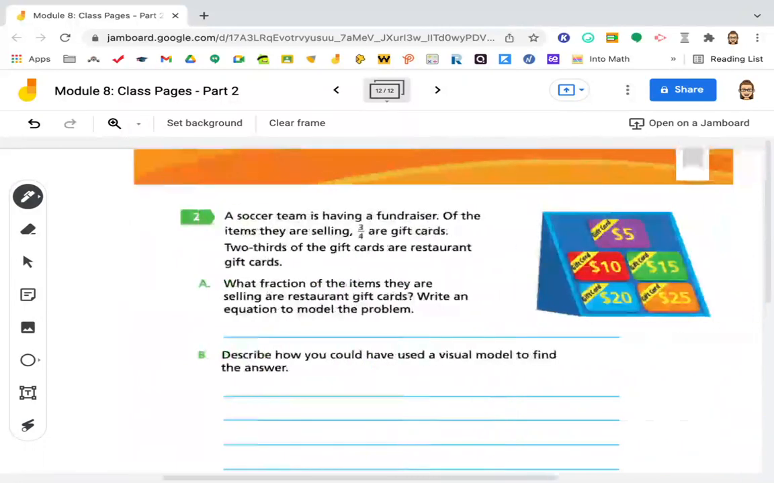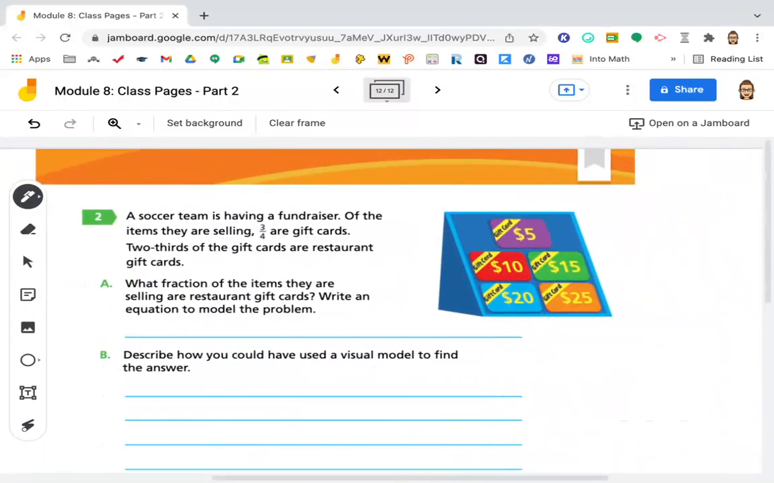We look at the next page, and the next problem. It says a soccer team is having a fundraiser. Of the items they are selling, 3/4 are gift cards, 2/3 of the gift cards are restaurant gift cards. What fraction of the items they are selling are restaurant gift cards? Write an equation to model the problem.